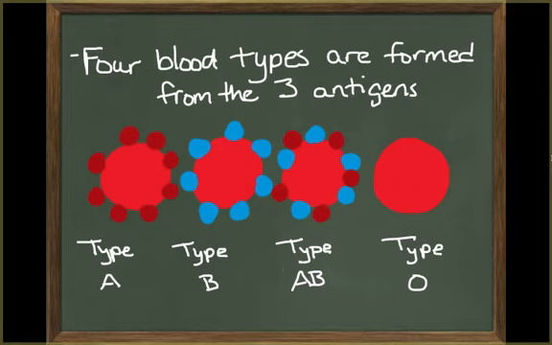Type A blood has only surface antigen A. Type B has only surface antigen B. Type AB has both A and B. Type O has neither A nor B.